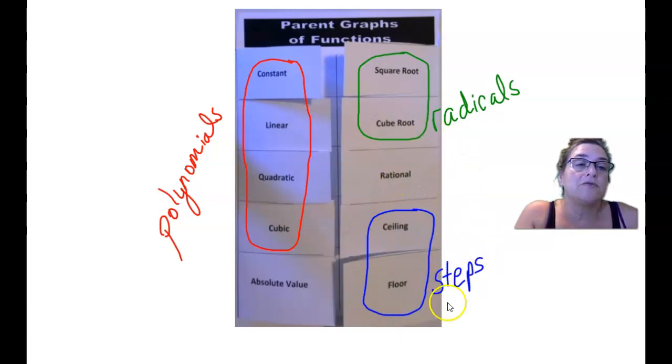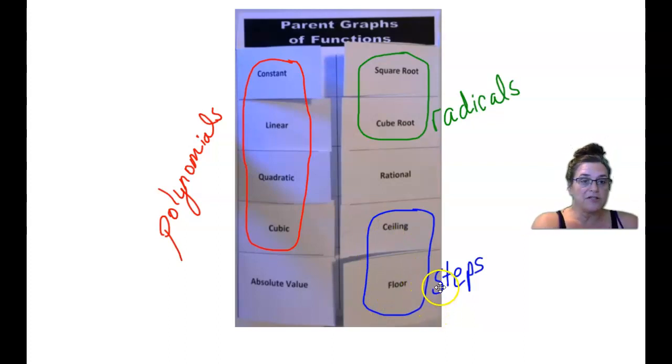And then these two new ones you may not have seen before. They're called our step functions, the ceiling and the floor. You might also know them by the name greatest integer function instead of ceiling, or least integer function is another way that we will refer to the floor function. Okay, so that kind of gives you a sense of how these parent graphs are going to fit together in the function families.